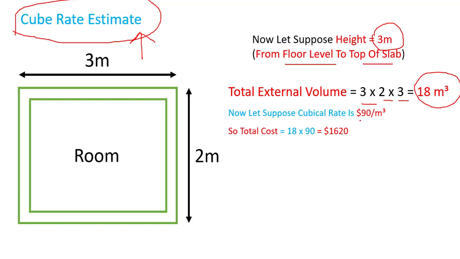Now let's suppose in your area the cubical content rate is 90 per meter cube. So the total cost will be equal to 18, the total volume of our building, multiplied by 90 per meter cube, as this is the rate of cubical content. So the total cost incurred will be equal to what? $1,620. This is how we can do this estimate. We'll do an example regarding this estimate as well.